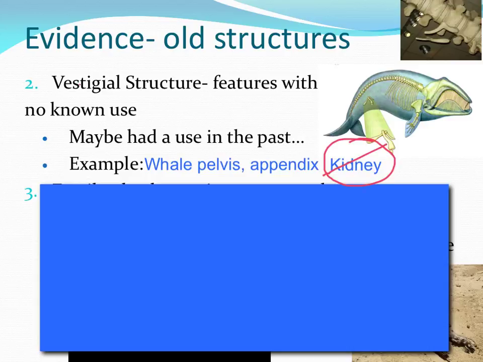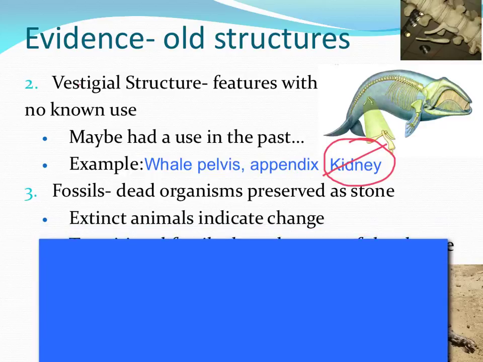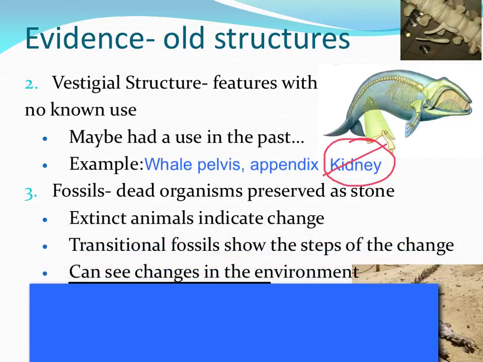The next piece of evidence in our old structures would be fossils. You guys probably know what fossils are. These are dead organisms preserved as stone, and they show that things have changed, and that's what evolution is, right? Change in a population of animals over time. So extinct animals show that things have changed, obviously enough that they're not around anymore. Or older varieties of animals show how the steps of the change have progressed. So if you have a fossil of an organism that is both whale-like and similar to something that would have walked on land, this shows you the steps of the evolution of the whale.